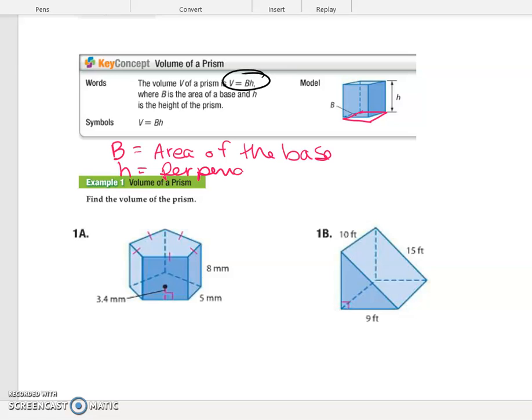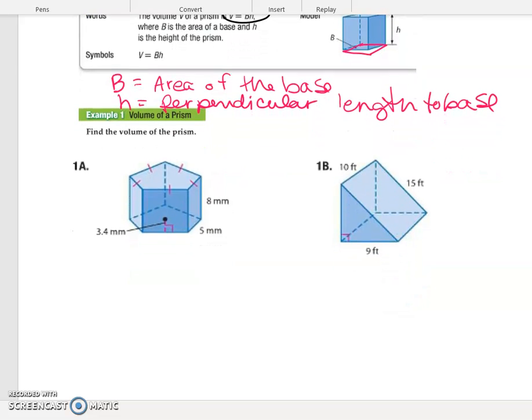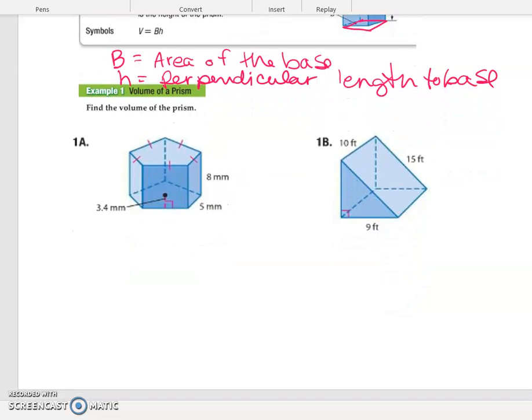So I'm going to say perpendicular length to the base. Okay, and we can use that formula for any prism. Actually including cylinders, because a cylinder technically isn't a prism because its sides aren't independent rectangles.